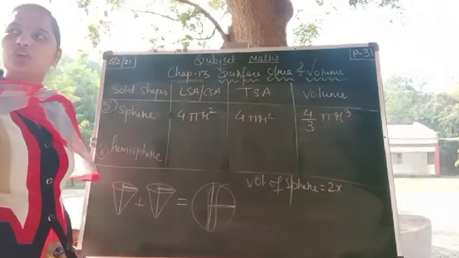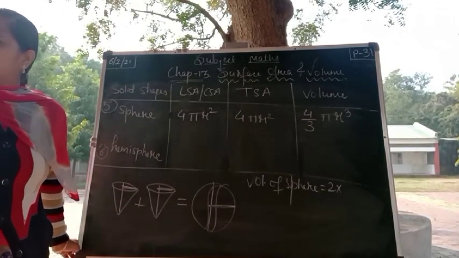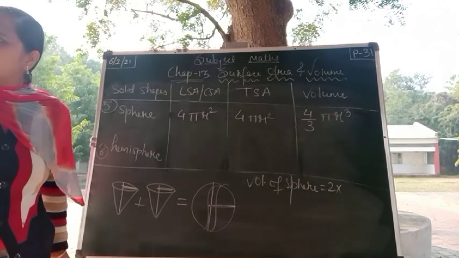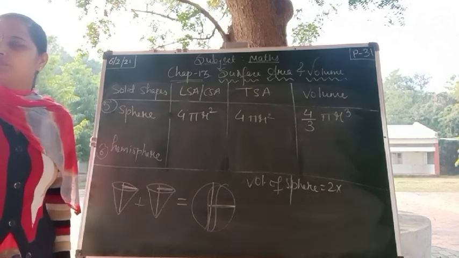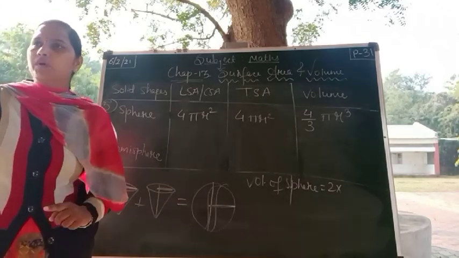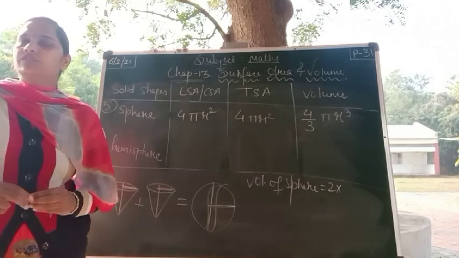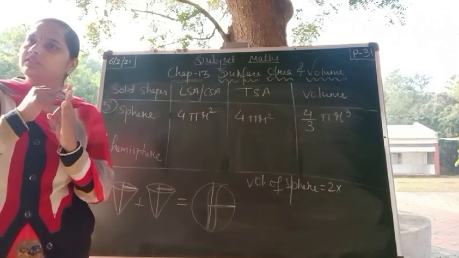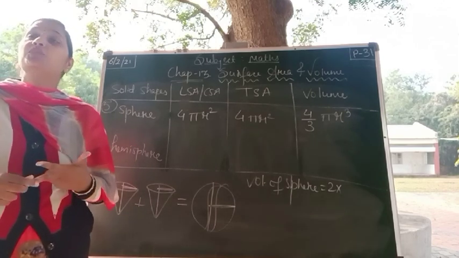What is the volume of cone? Is it correct, Anupam? They are saying 1 by 3 pi r square h. Yes. Why? Why volume of cone is 1 by 3 pi r square h? Vansh? Why volume of cone is 1 by 3 pi r square h? In maths we should know why, what and how. These 3 things. What we have to do, how to do it and why to do it.